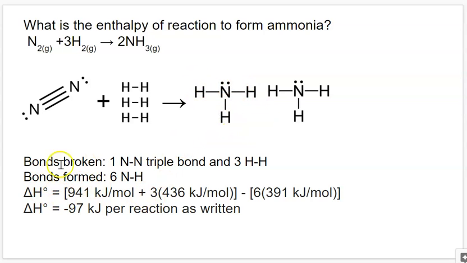So I can set that up. I can look up the values. The value for an NN triple bond is 941 kilojoules per mole. And then we have 3 times the value for the HH single bond. And then we're going to subtract the bonds formed, which was 6 NH bonds, which all have an energy of 391 kilojoules per mole. And when I compute it, I get negative 97 kilojoules per reaction written. So for every 1 mole of N2 reacting with 3 moles of H2 to form 2 moles of NH3, there's a release of 97 kilojoules of energy.